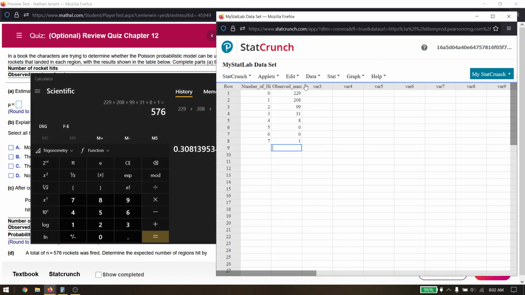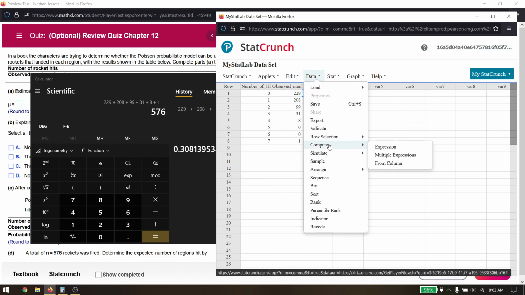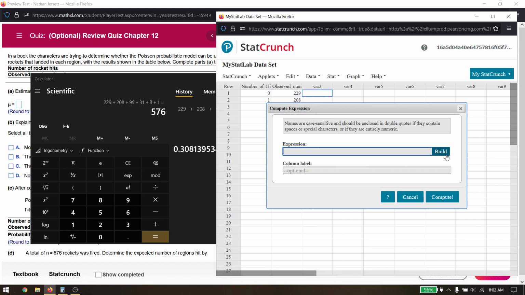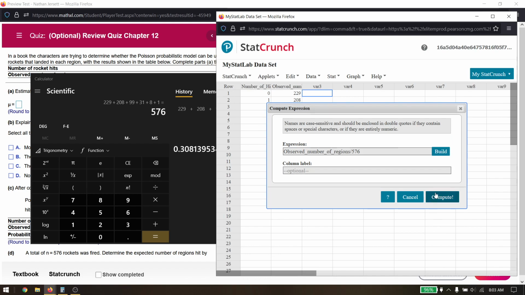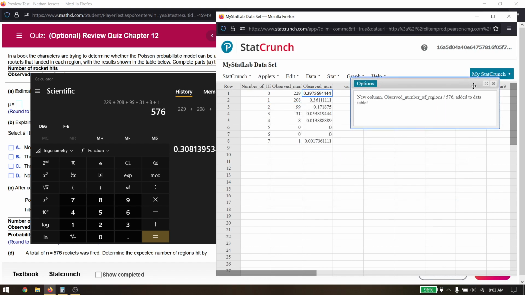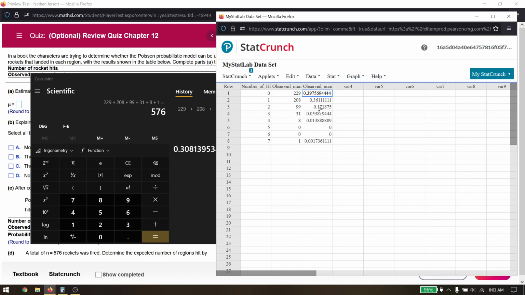576 is the sum. And now let me actually compute the expression. We're going to use the observed number of the rockets that hit each region, and then we're going to divide that by 576, the total. And that should give us the probabilities for each of these things.